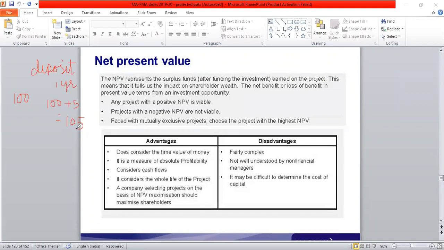So for that, what are we supposed to do? We have to discount all the cash flows to today's value. Find out the present value of all the future cash flows, add them up, and then compare with the investment. So that's the concept of net present value. Straight away, let's take up one numerical question. While working it out, we will try to understand it a little better.